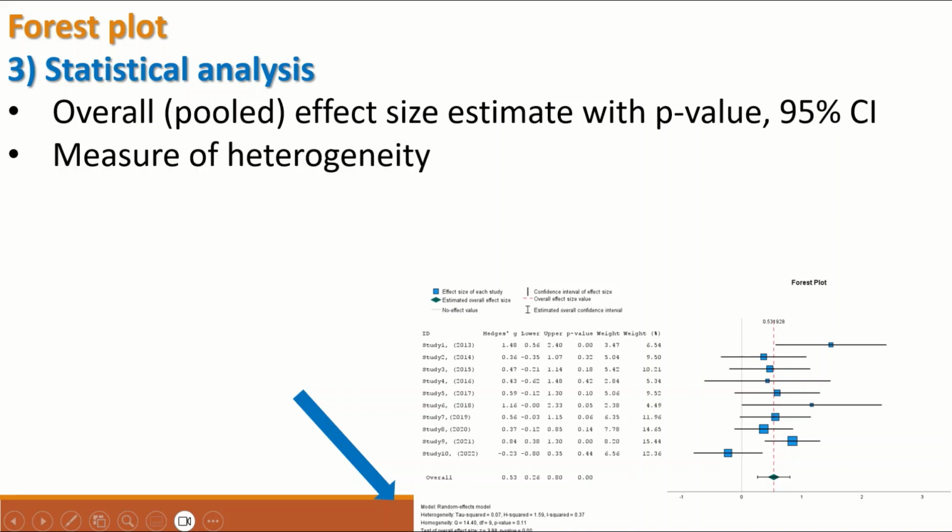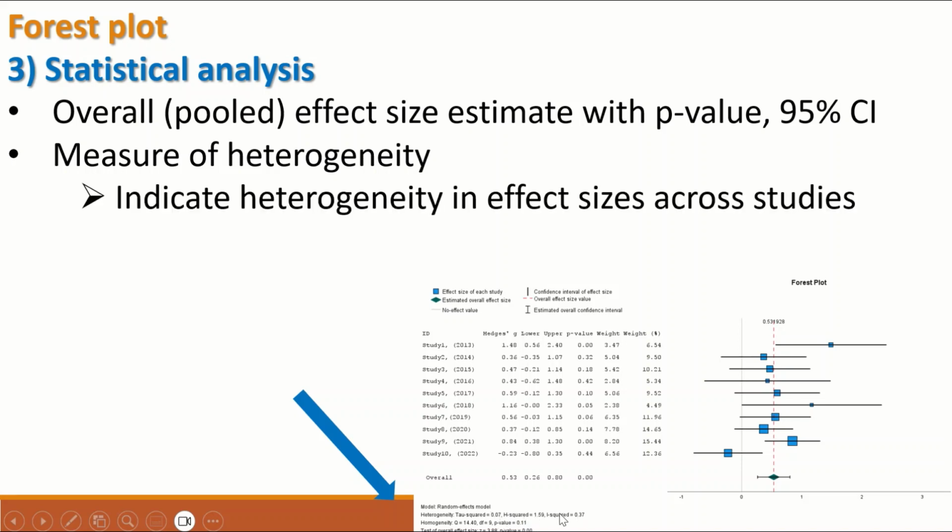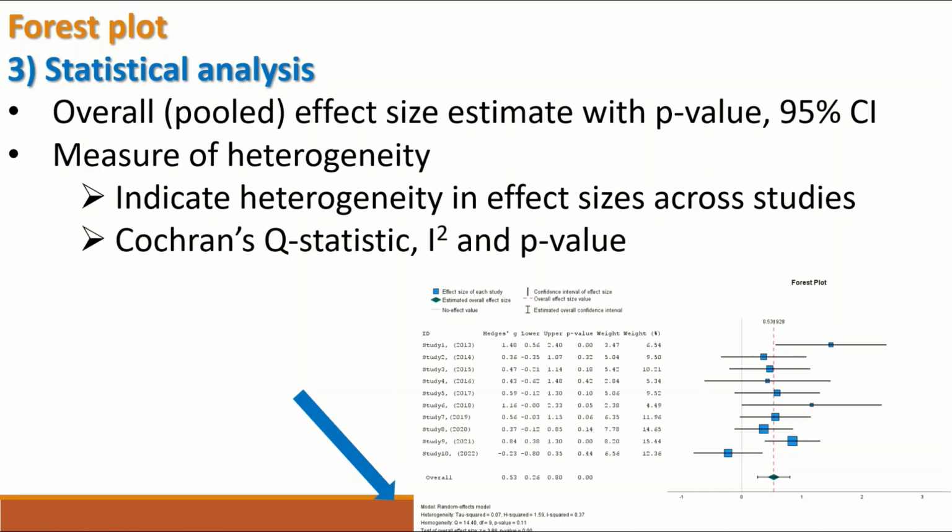And also in this section, the measure of heterogeneity is performed for the heterogeneity test, and an I-squared value is calculated with an estimate for the p-value. This measure of heterogeneity indicates heterogeneity in the effect size across studies, and it is calculated based on Cochran's Q-statistics, with an I-squared value generated, a p-value generated, and a tau squared value.